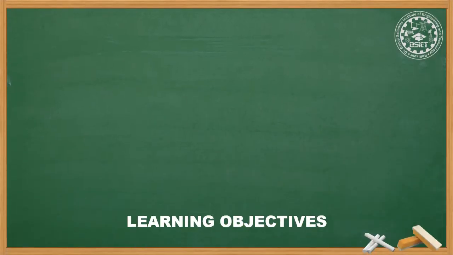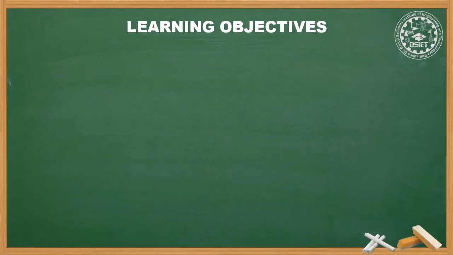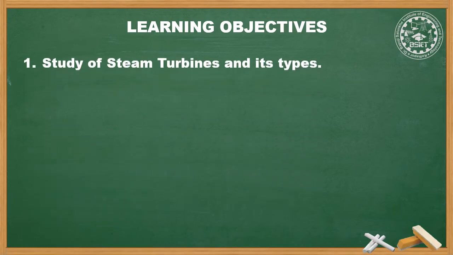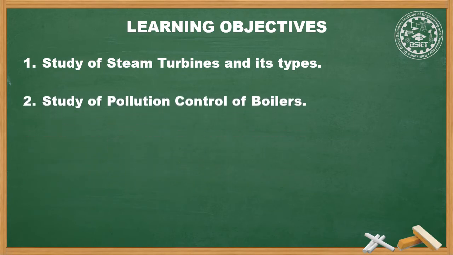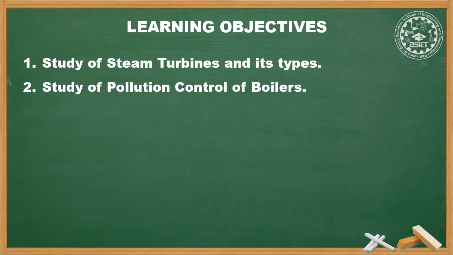The learning objectives for today's session are: number 1, study of steam turbine and its types, study of different types of steam turbine, what do you mean by steam turbine and its type? Second, study of pollution control of boilers. How to control the pollution coming out from the boilers will be studied in today's session.